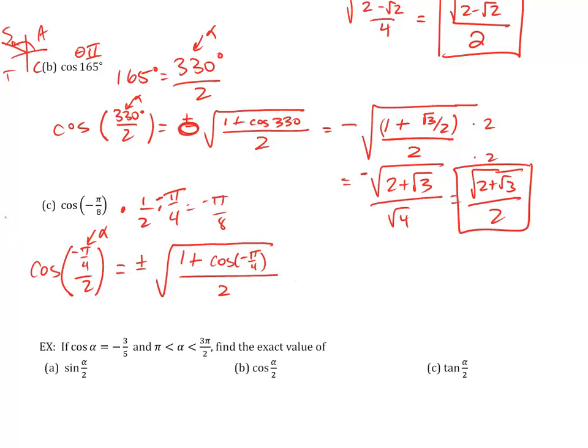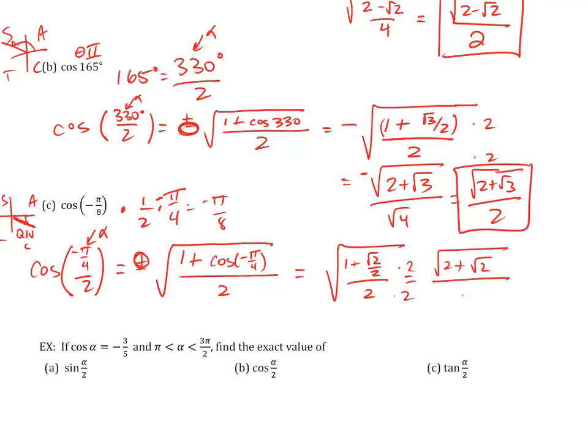And negative pi over 8 is going to be down, and it's not even to pi over 4, it's halfway to 45 degrees. This is quadrant 4. All students take calculus. Cosine is positive there. So this becomes the square root of 1 plus square root of 2 over 2 divided by 2, which, multiplying top and bottom by 2, you get the square root of 2 plus the square root of 2 over the square root of 4, which becomes 2 when you simplify it.